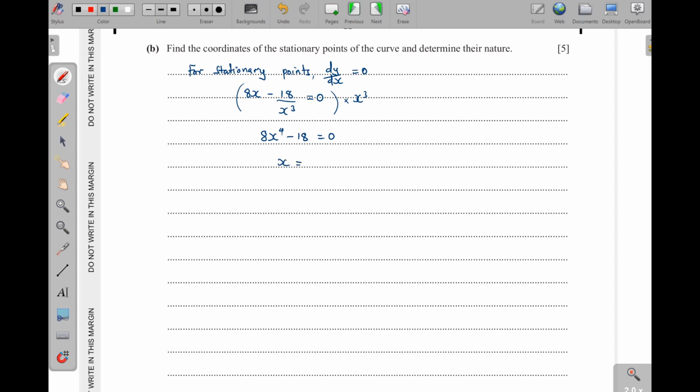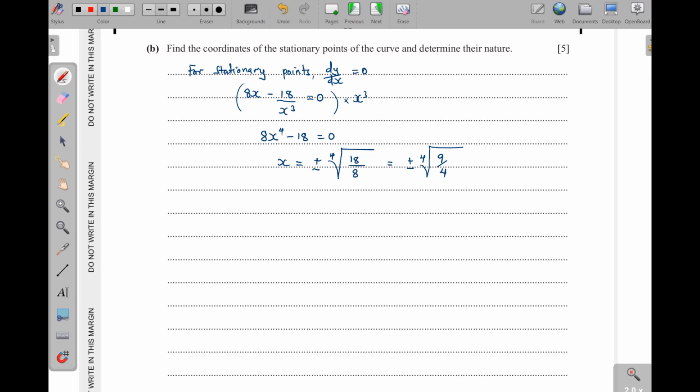And then our x is going to be the 4th root of, when you take this one here, it is going to be positive, then we can divide by 8. But since this is an even power, we have plus or minus. So I'm going to have plus or minus the 4th root of this, simplified by 2: 9 over 4.